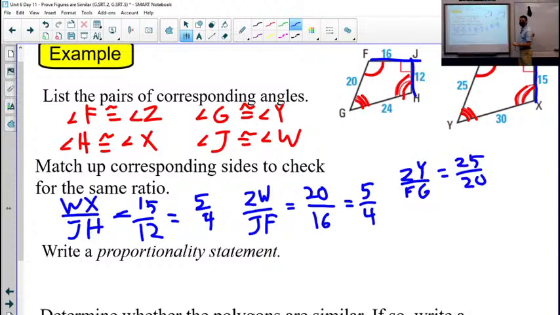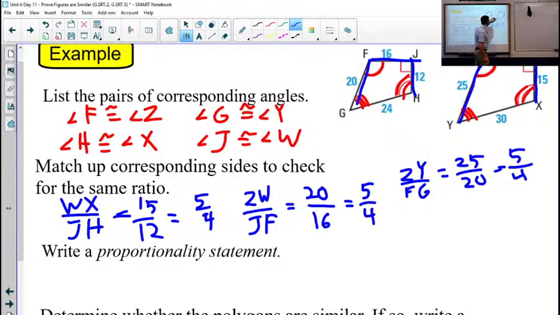And if I'm simplifying that fraction, both of those numbers are divisible by 5. So we're going to take 25 divided by 5. That's going to be 5. 20 divided by 5. That's going to be 4. And wow, look at that, 5/4 again. We got that same ratio. We got one more to go. If it's 5/4, we're in great shape. If it's not, then we have a problem.